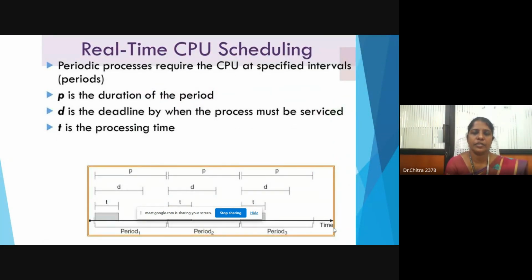Okay, this class will see about real-time CPU scheduling and the CPU scheduling algorithms. Before dealing with the CPU scheduling algorithms, we'll know about these three things. First one is P. P is the duration of the period, and D is the deadline by when the process must be serviced. That is the deadline, and T is the processing time.